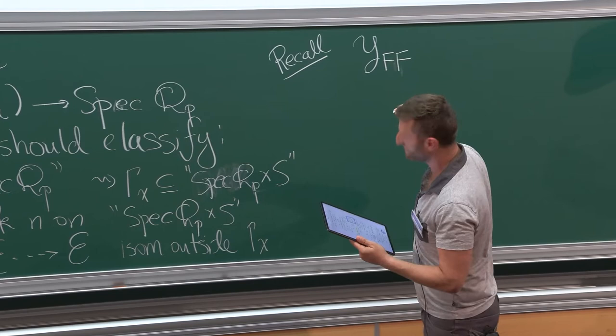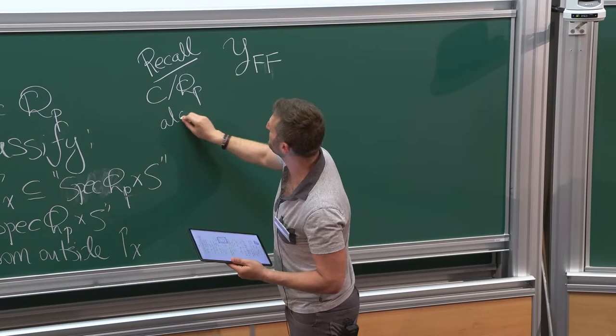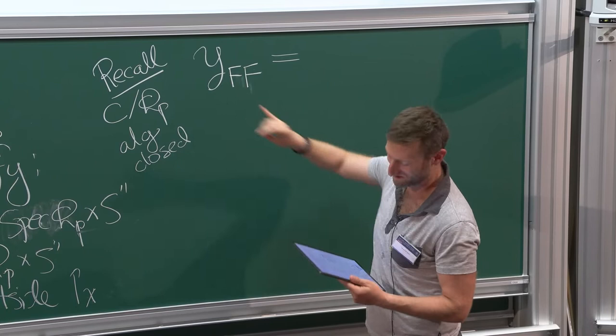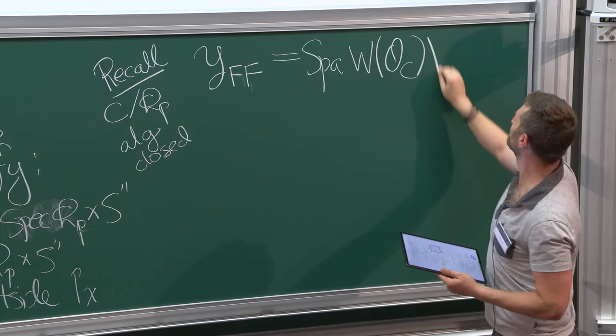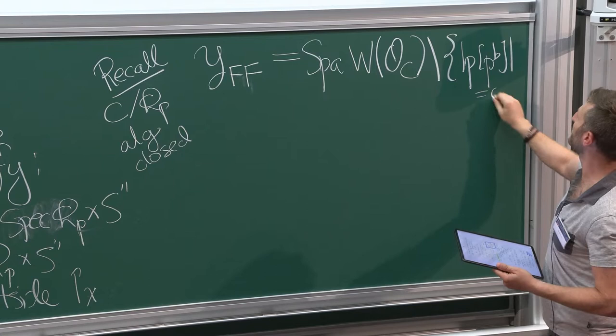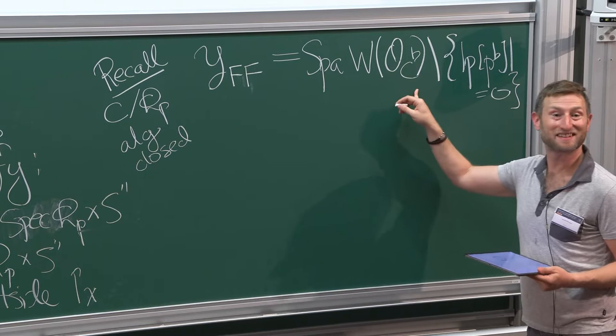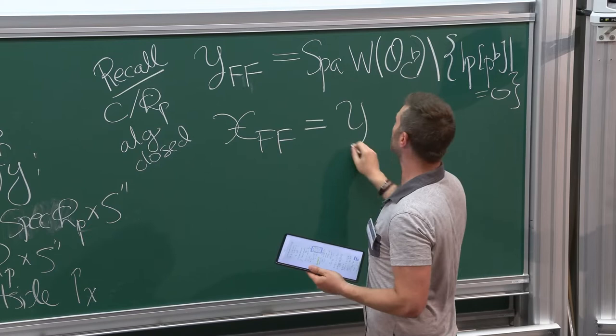Well, let's say C over Q_p is an algebraically closed complete field. I defined the Y curve. Before you mod out by Frobenius, you have this Y. So this is the adic spectrum of the Witt vectors of O_C, take away the vanishing locus of these two elements, p and the class of p flat. And then this had a Frobenius acting on it, and I defined the quotient X_FF, so the Fargues-Fontaine curve is this. Okay.